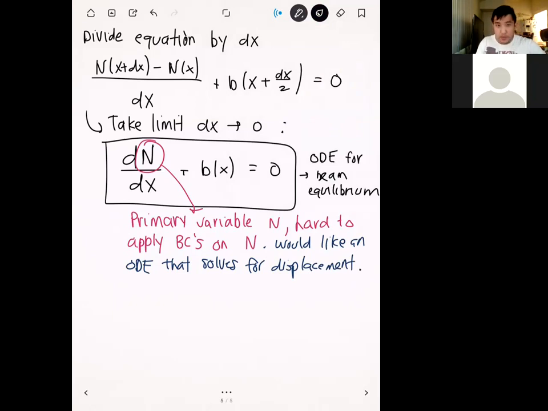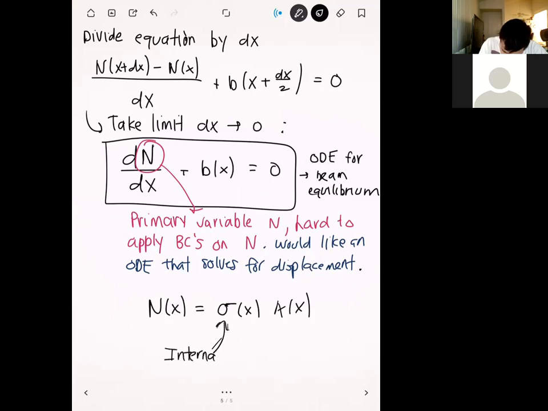So let's write another expression for the internal stress or the internal force. One way that we can rewrite internal force is we can say that it's the product of the internal stress multiplied by the area. So this sigma of x right here, this is internal stress. And this A of x right here, this is cross-sectional area.